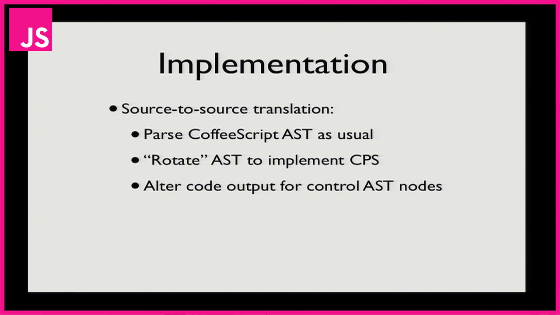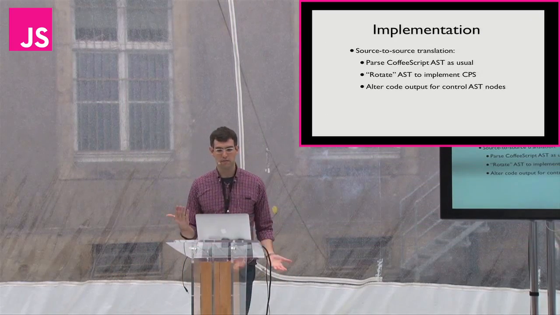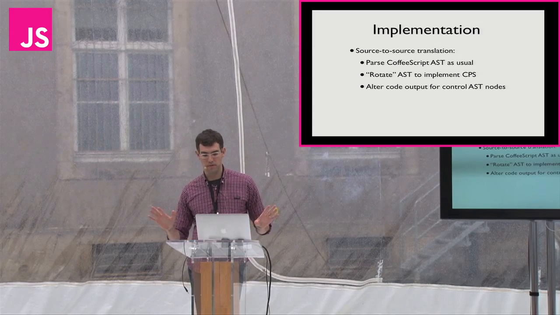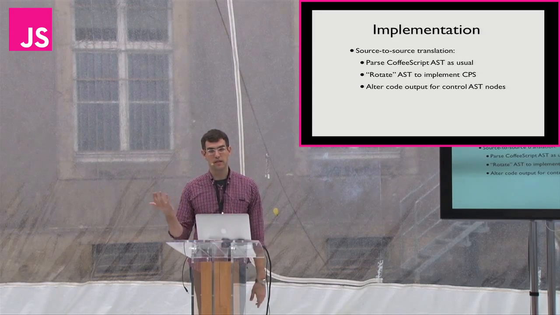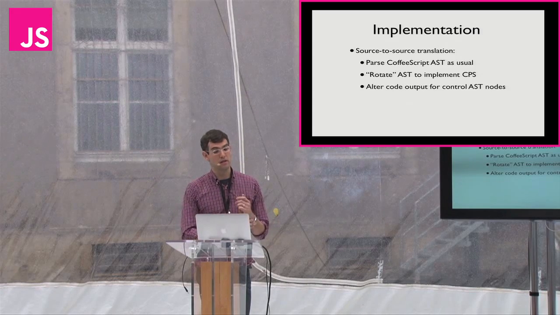So how is this all pulled together? As I promised, I didn't want to change the interpreter. I didn't want to do things like require fibers because that's not portable across all different implementations. So really what I wanted to do is take CoffeeScript and do more or less a source-to-source translation.